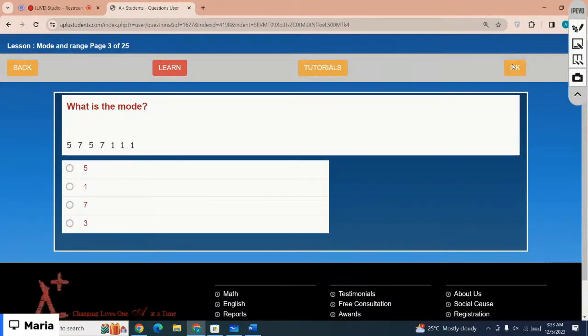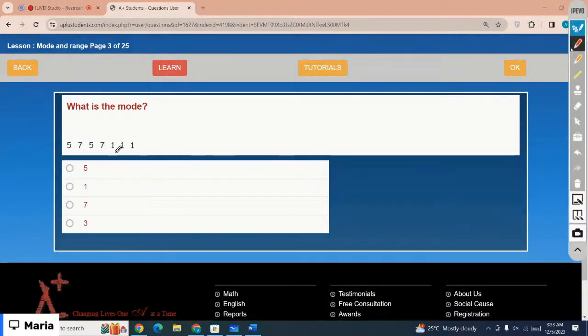What is the mod? Again, you need to calculate the mod. So for the mod, you have to see the number that appears the most of the time in the data. Which number appears how many times? Let's calculate. 1 appears 3 times in the data. Then you have 7. 7 appears 2 times. And you have 5. 5 appears 2 times in the data.